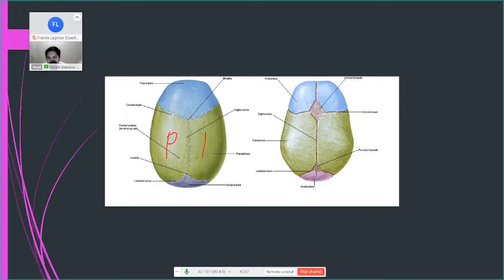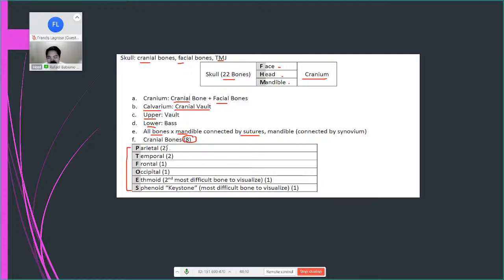Parietal. This is your frontal, by the way, anterior. Posterior. Occipital. Okay. And the temporal is also visible, but you cannot see the temporal here. Alright. So, those are the cranial bones.